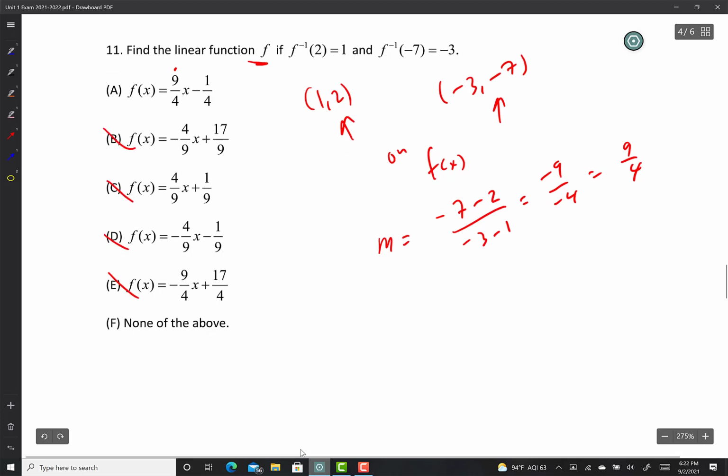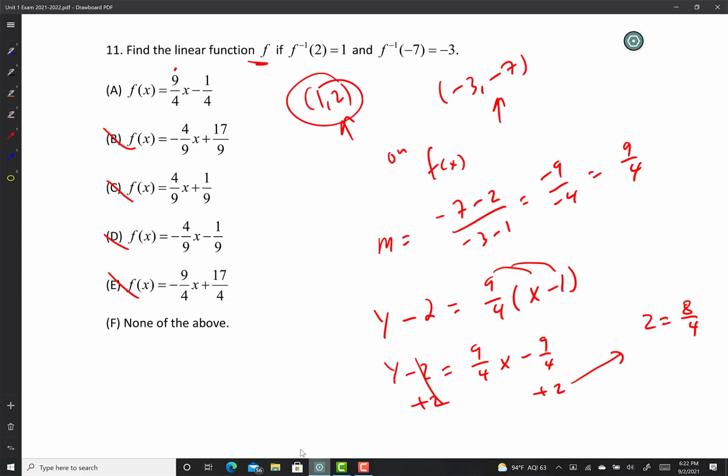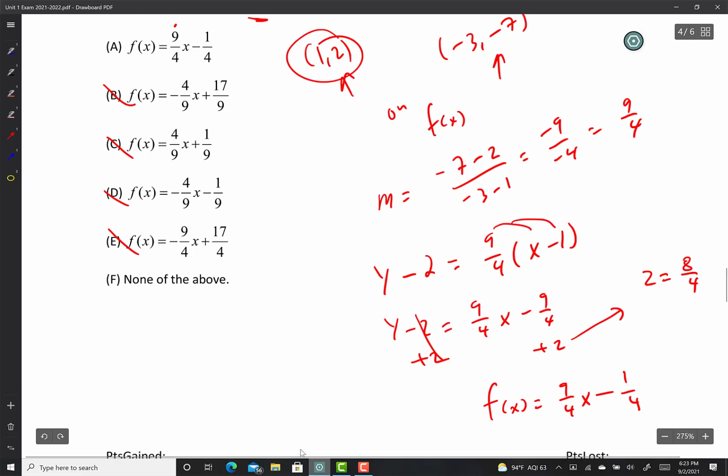So let's check. Let's see if it really is. So y minus 2, I'm using this point, equals 9/4 times x minus 1. Distribute. y minus 2 equals 9/4 x minus 9/4. Now remember, 2 is equivalent to 8 over 4. So negative 9 plus 8 is negative 1. So I'm going to have a function of 9/4 x minus 1/4. And there it is, guys.